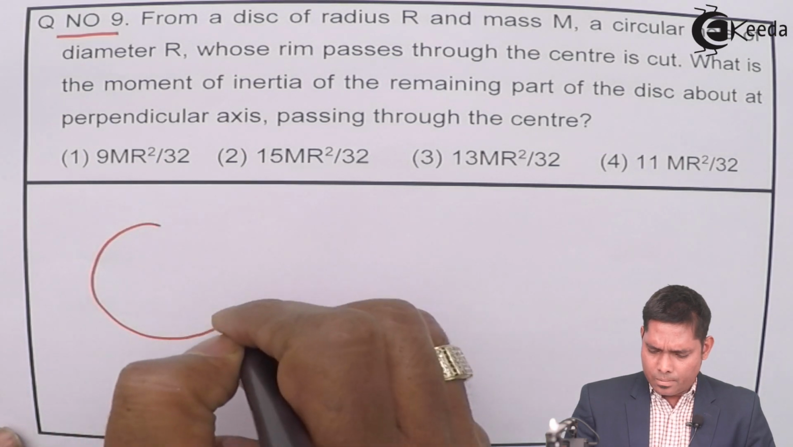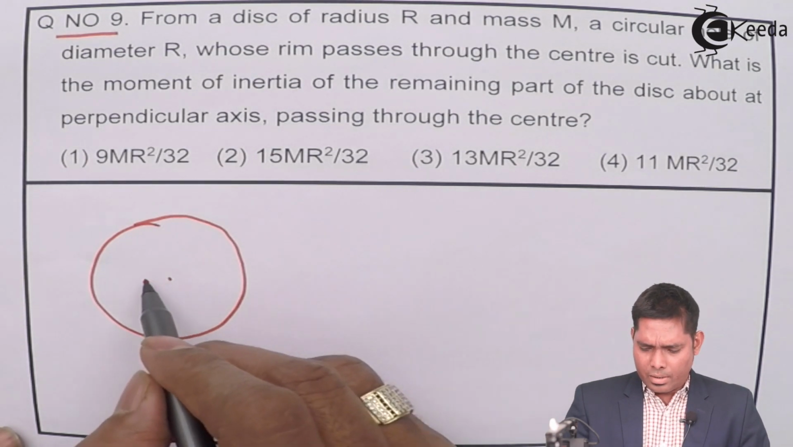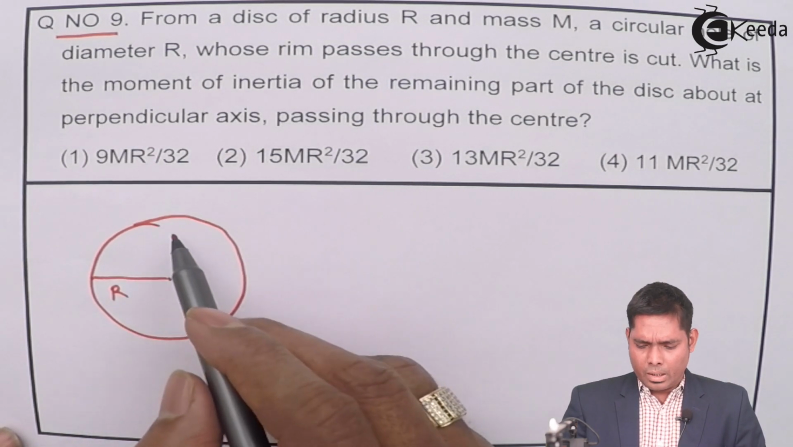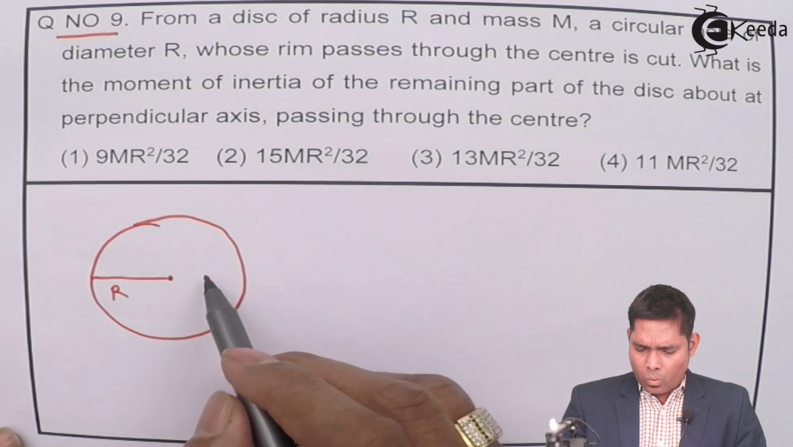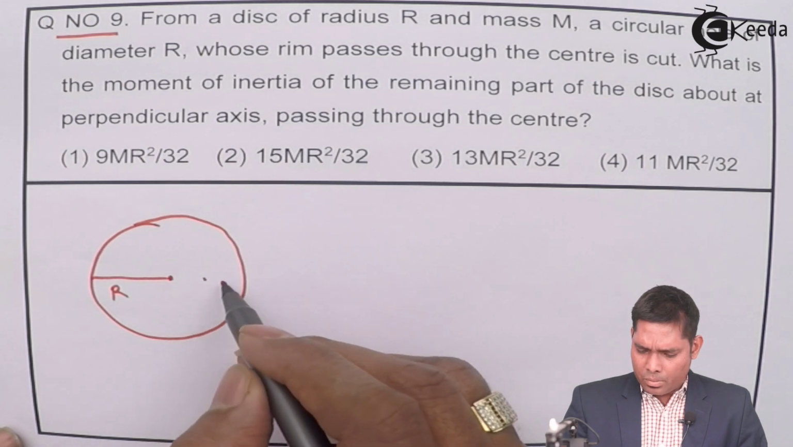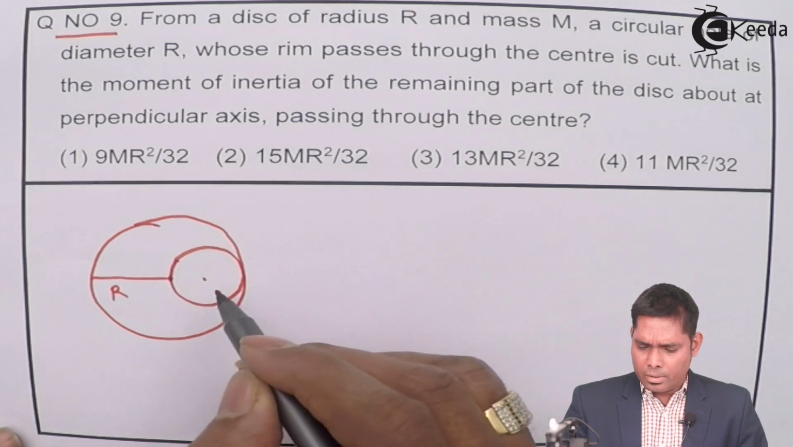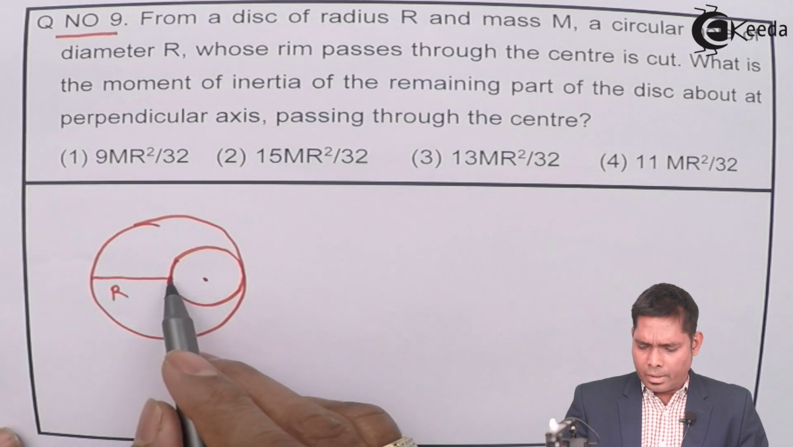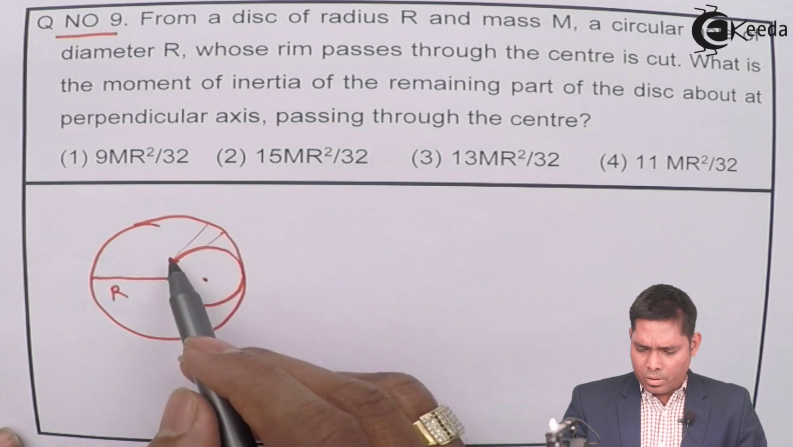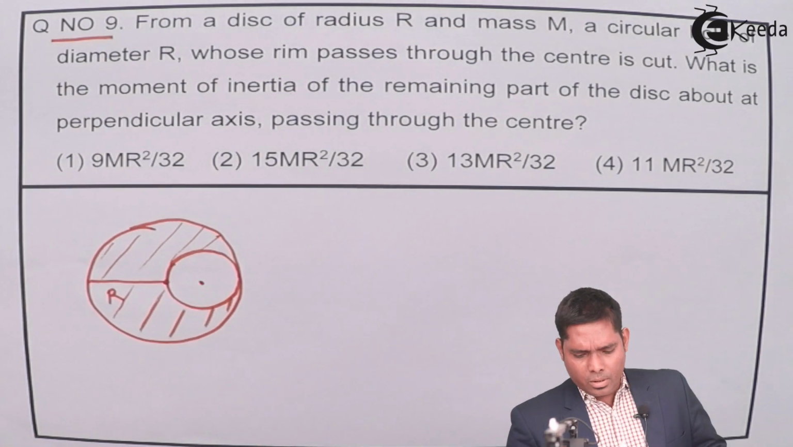Here is a disk. It is the center. This has radius r. Now from here a circular hole is cut, a circular hole whose diameter is r. That means from here to here a circular portion is cut like this, and it is touching the center and the rim. Now this much portion is left. This much portion is a solid portion that is left.